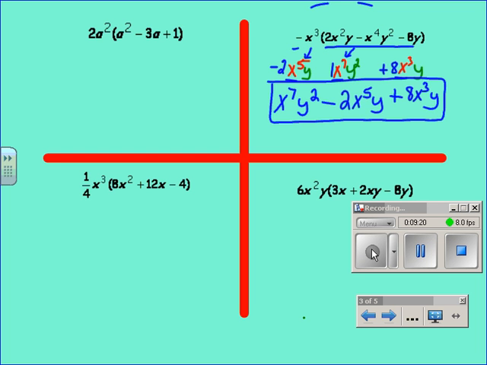We're going to do this just like we did the other problem. So we're going to distribute our coefficient first. So here we have 1/4. We're going to distribute it to 8. Now 1/4 times 8 will be 2.